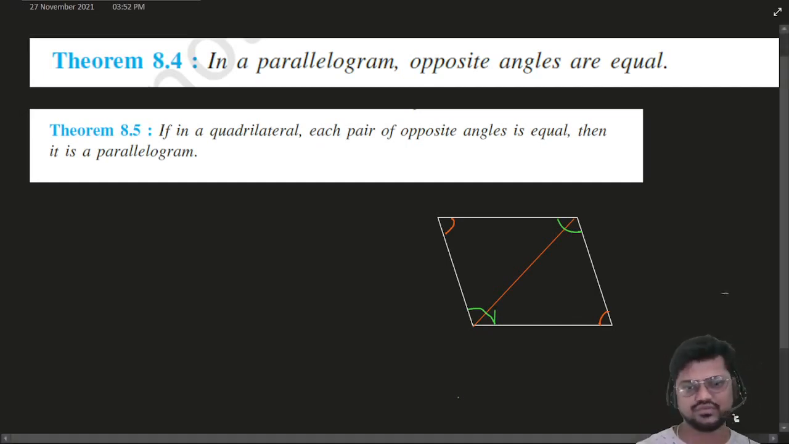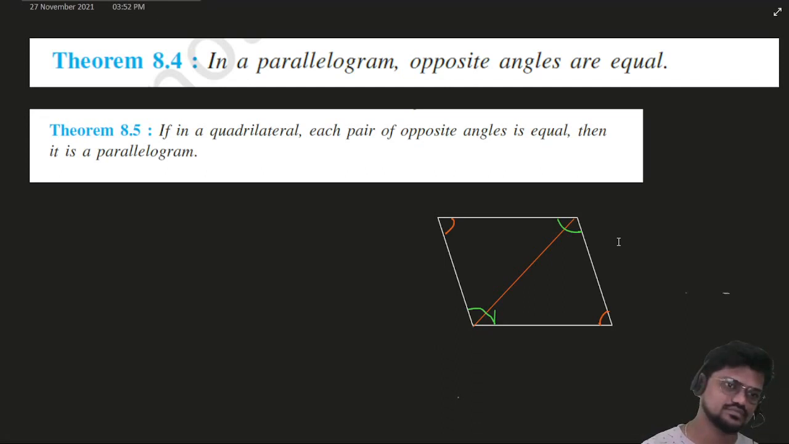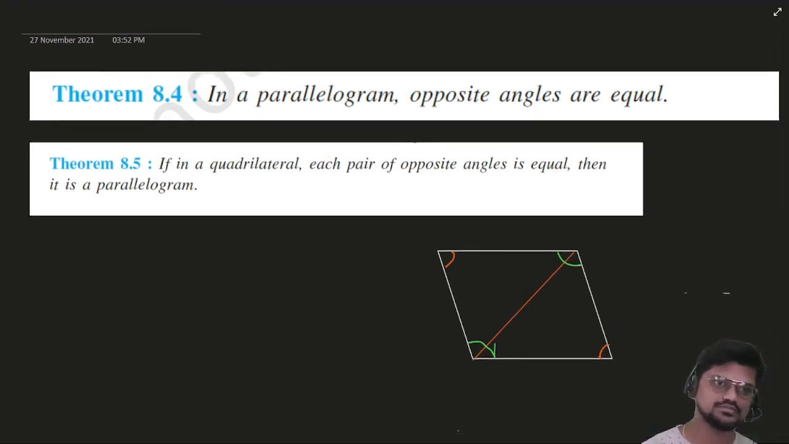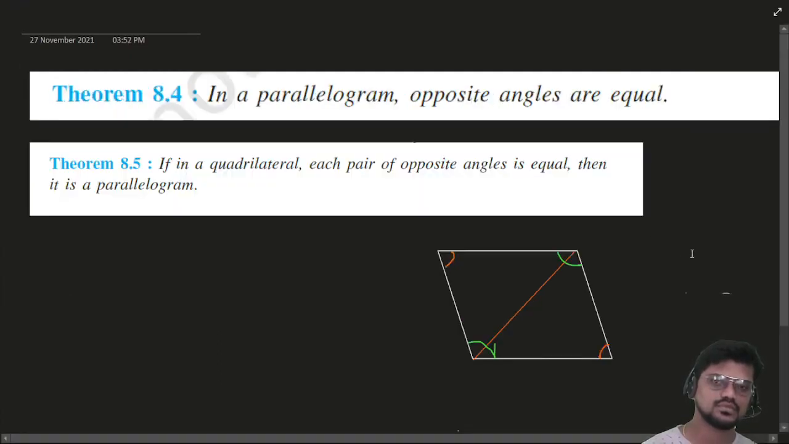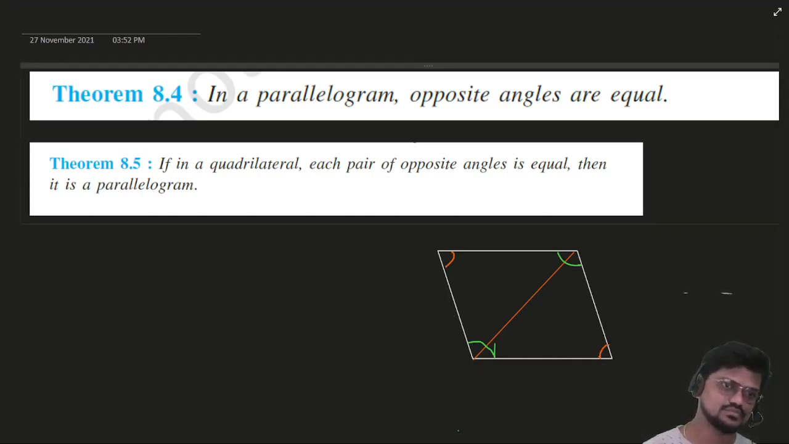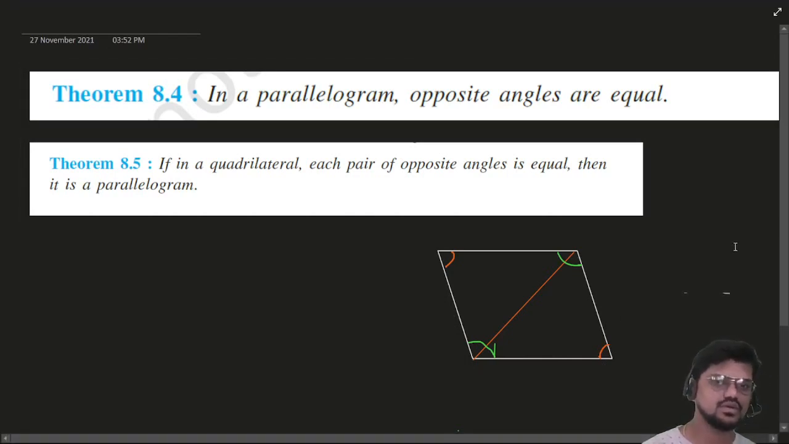You will not have a proof of this. You can only study it as a statement. Okay? You will not have to prove it. Sir, we know that opposite sides of a parallelogram are equal. Yeah, we know that. But over here, we do not know that it is a parallelogram. So if you don't have the proof of this, how can we prove it?